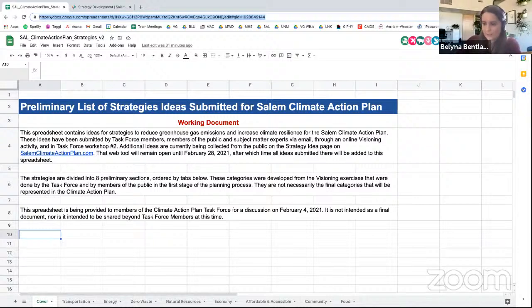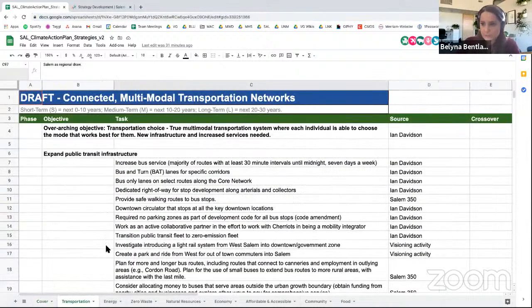And you can see down at the bottom, there's 8 categories: transportation, energy, zero waste, natural resources, economy, affordability and accessibility, community, and food. These were the vision areas that we came up with in our first workshop. Obviously these aren't set in stone, but these are the working category areas. So we'll go ahead and start with walking through transportation.